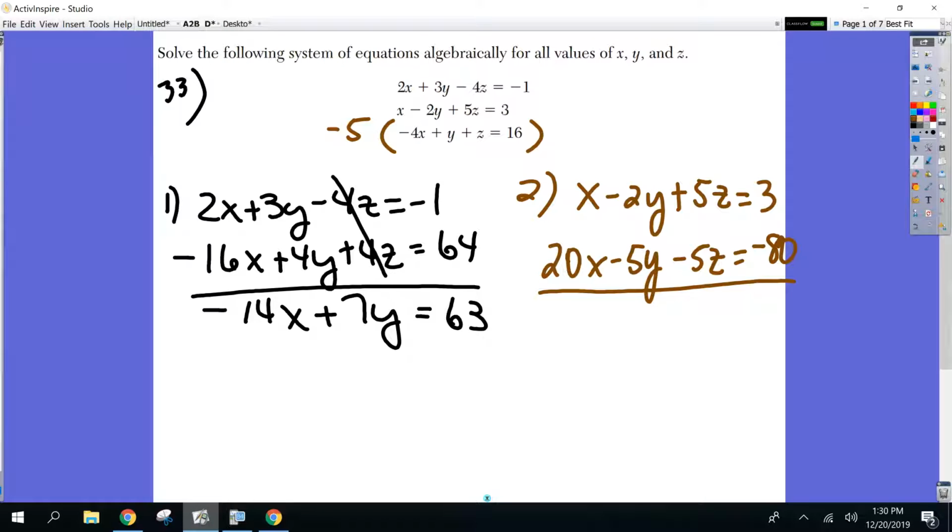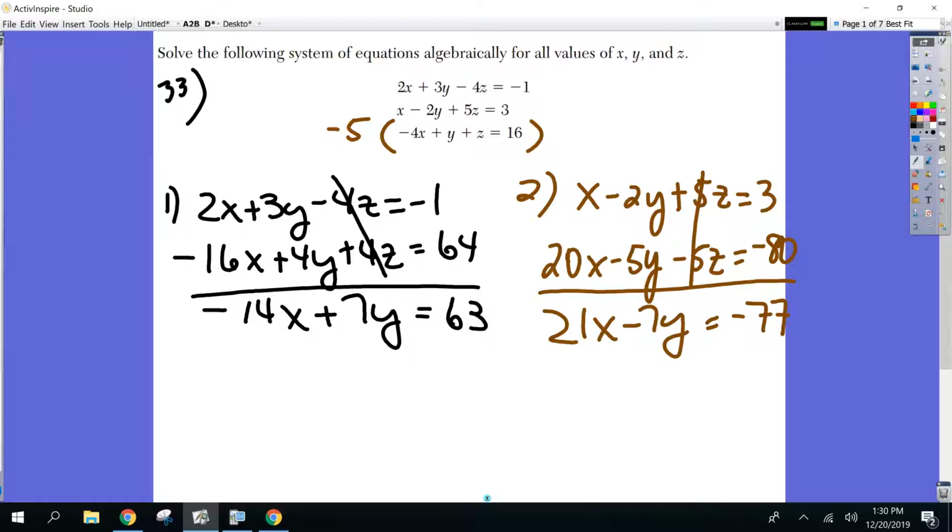Where are we going from here? Okay, so you got 21x. Yep. Minus 7y. Equals? -77. Congratulations, you picked a nice route.